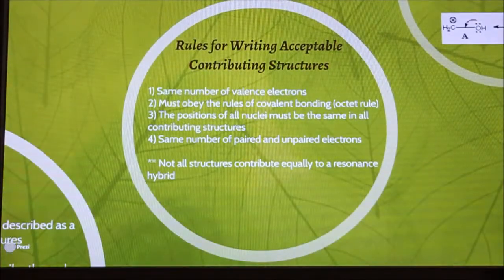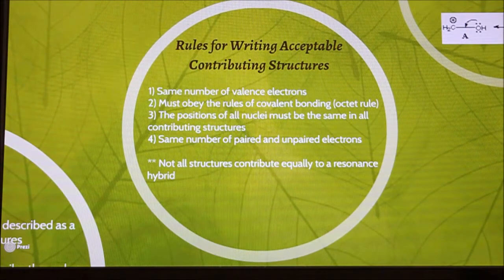Rules for writing acceptable contributing structures. They must have the same number of valence electrons. It must obey the rules of covalent bonding and the octet rule. Only 2 electrons can be in the first shell, and no more than 8 electrons in the next shell. Third period elements may have up to 12 electrons, but this is on a case-by-case basis. The positions of all nuclei must be the same in all contributing structures, and the same number of paired and unpaired electrons must be equal as well.